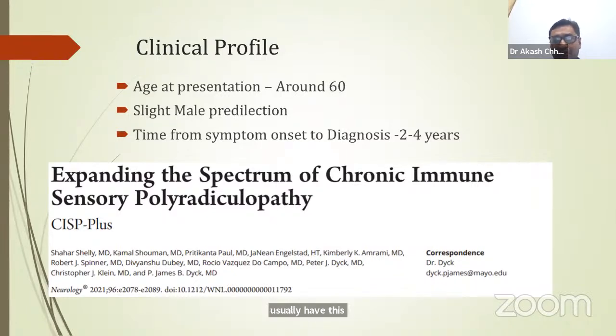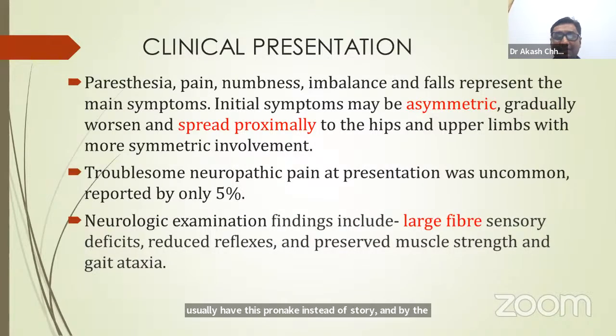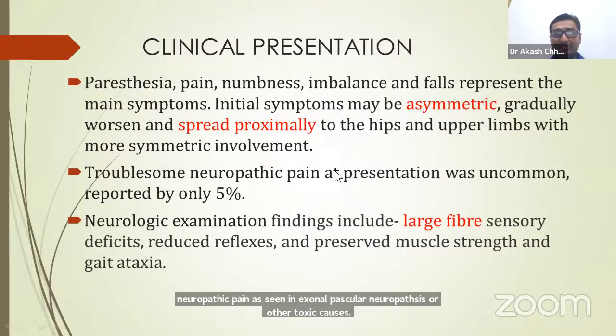And by the time they come to us, they become really ataxic, requiring support with history of falls. They usually start with distal segment, as Darshan has shown in his case. They usually have pain, paresthesia, imbalance, and then it usually goes proximally to involve the girdles. And troublesome neuropathic pain, as seen in axonal vasculitic neuropathies or other toxic causes, was very uncommon in CISP.